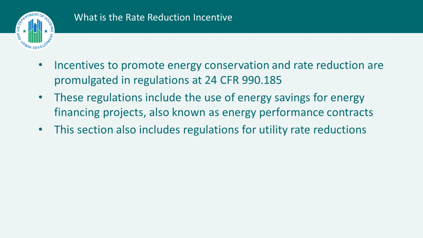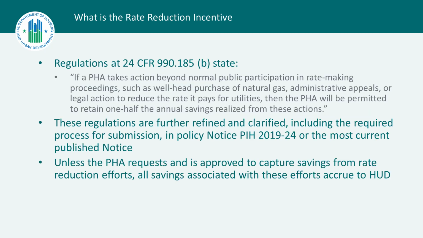Regulations that establish the Rate Reduction Incentive are part of a series of rules established at 24 CFR 990.185 that includes all of HUD's energy savings incentives, including those for energy performance contracts, or EPCs, 2 CFR Part 200, and 24 CFR 965 Subpart C. Regulations at 24 CFR 990.185(b) are specific to rate reduction. The PHA must take an action beyond normal public participation in the use of published utility rates, such as contract negotiations with utility providers and additional procurement processes necessary to establish lower rates.